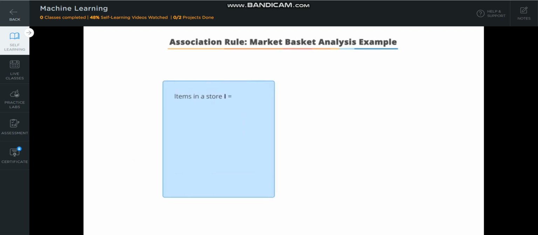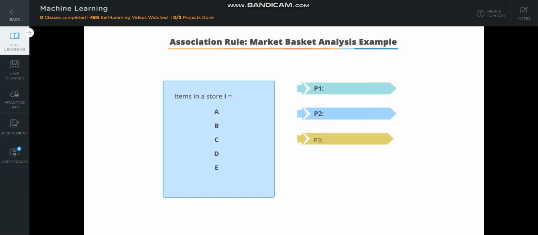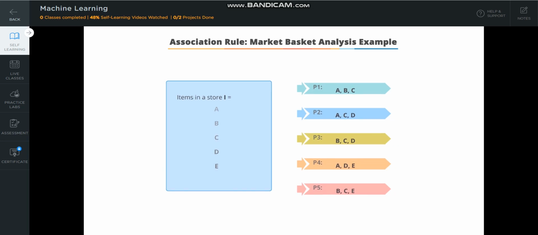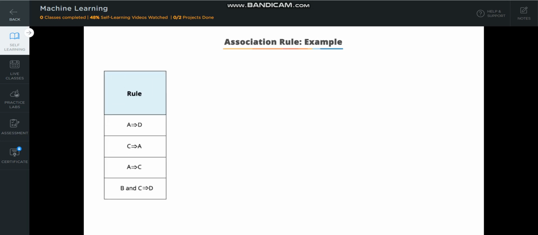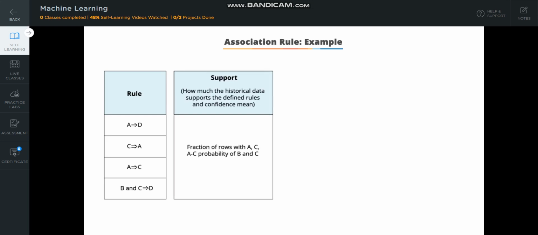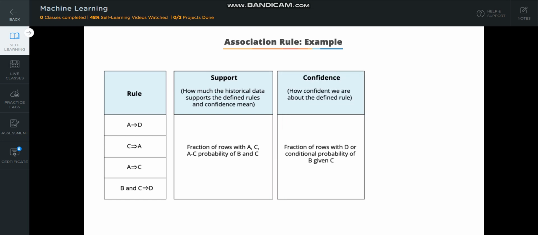Here in the given example, A, B, C, D, and E are items in a store. P is the set of all transactions that are P1, P2, P3, P4, P5. So you can see that each transaction is a set of items. Consider you made some association rules using the given transaction database. Support is a measure of how much the historical data supports the rules defined, and confidence is the measure of how confident we are that the defined rule holds true.